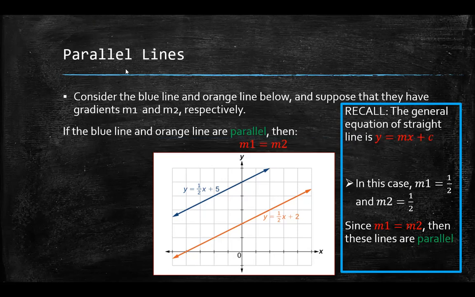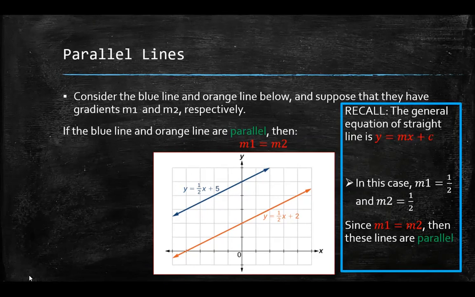All right, so another thing on the coordinate geometry is parallel and perpendicular lines. So this is parallel. Consider the blue and orange line below. Let me get my laser pointer. Where is it? The blue and the orange line. We're looking at these two.